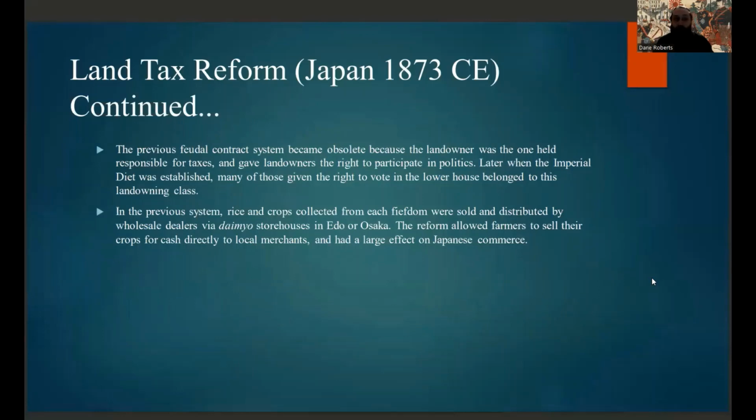The previous feudal system became obsolete because the landowner was the one held responsible for taxes, and it gave landowners the right to participate in politics. Later, when the imperial diet was established, many of those given the right to vote in the lower house belonged to the landowning class. And in the previous system, rice and crops collected from each fiefdom were sold and distributed by wholesale dealers via daimyo storehouses in Edo or Osaka. The reform allowed farmers to sell their own crops to local merchants and had a large effect on Japanese commerce.